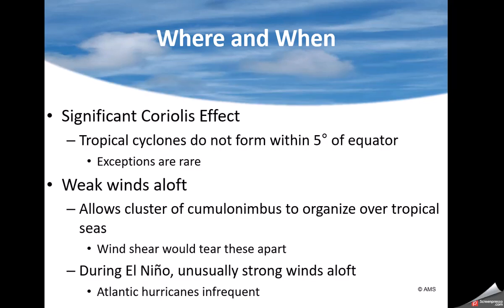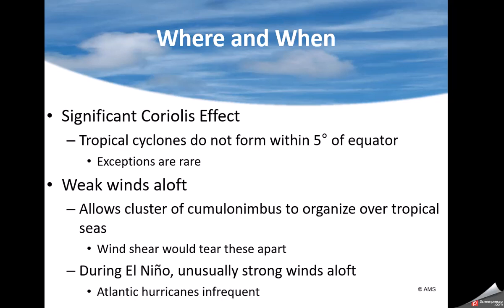And because of the Coriolis effect, they can't form within 5 degrees of the equator. That's why places like Curacao and the islands at the very lowest parts, down by Venezuela, don't get tropical systems very often, because they don't have enough Coriolis effect.